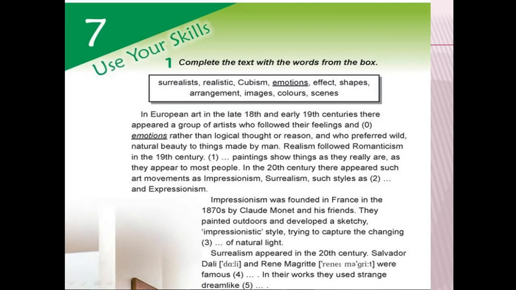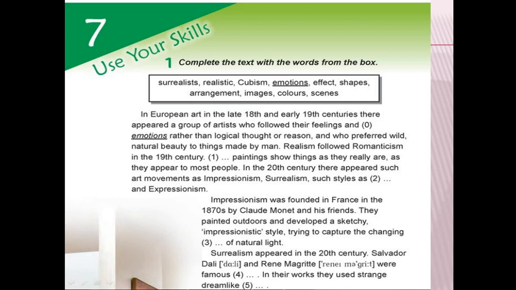Let's start. First of all, you can take your textbook and your exercise book and do exercise 1 on page 194 with me. Complete the text with the words from the box. We have such words: surrealists, realistic, cubism, emotions, effect, shapes, arrangement, images, colors, scenes.